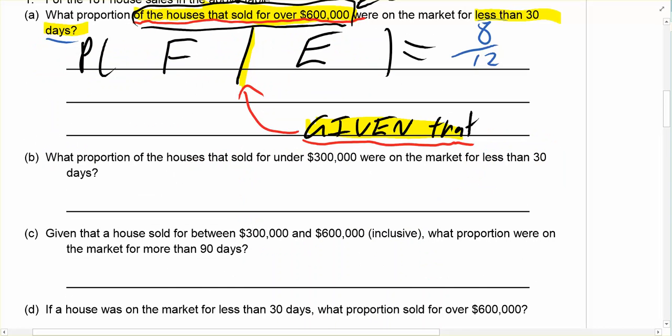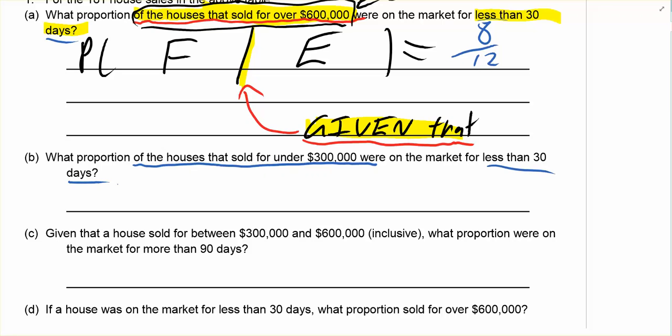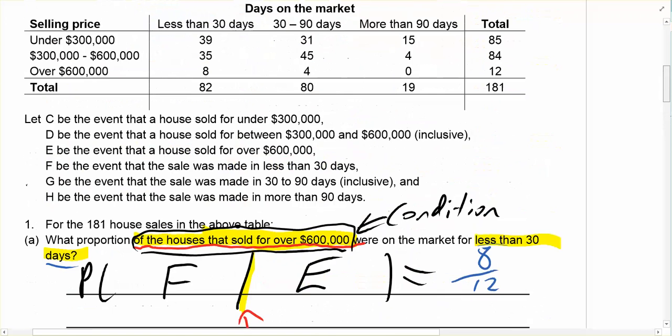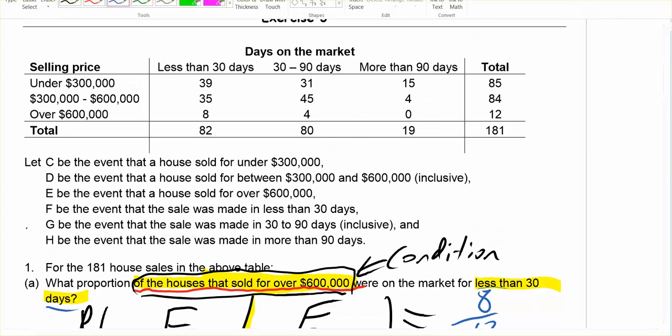Okay, so B says, what proportion of the houses that sold for under $300,000 were on the market for less than 30 days? First thing you must ask yourself, what is it out of? Is it out of all of the houses or some of the houses? Look for the word of. It says of the houses under 300 grand. So it's only out of those houses, actually, isn't it?